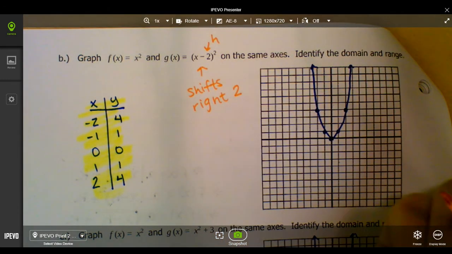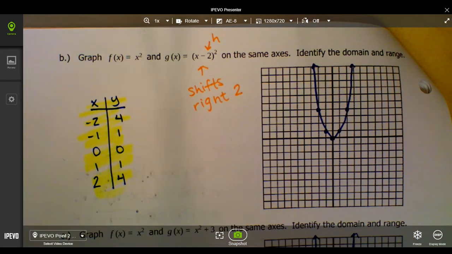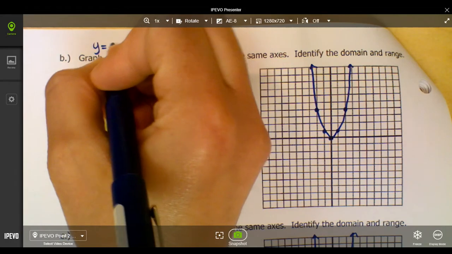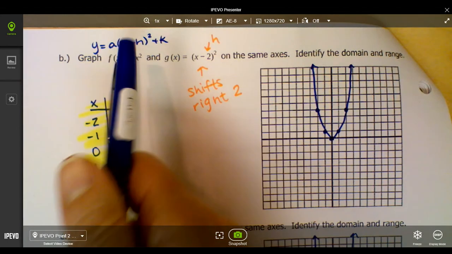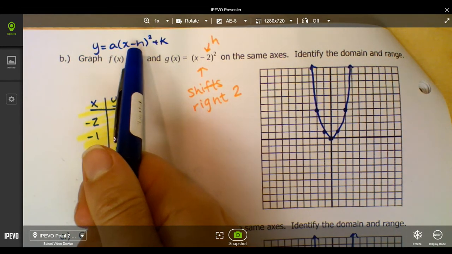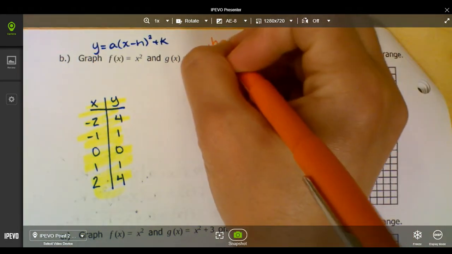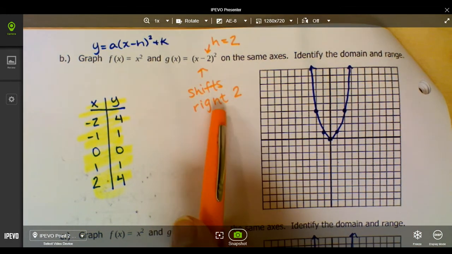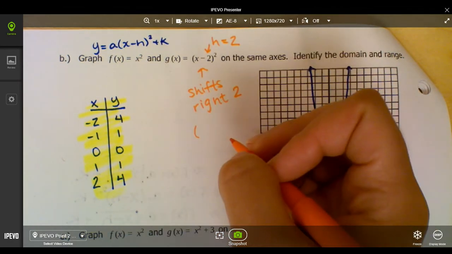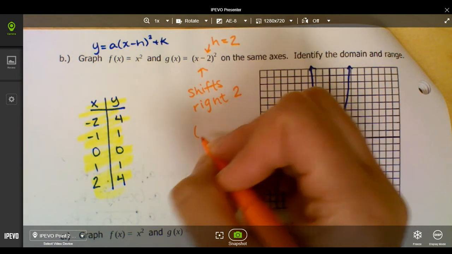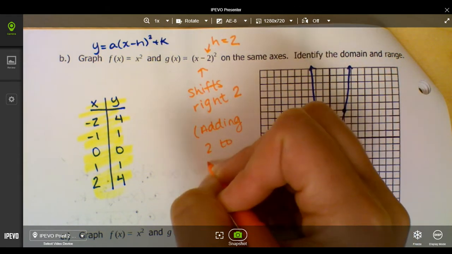That's what I was trying to tell you before: in our original function over here, everything is getting subtracted inside here, and that's what makes it go the opposite way. So over here, H is actually a +2. That's why it's shifting right 2. And this is what I like doing to my table, and it makes it really easy for me to graph. If I'm shifting it right 2, that means I'm adding 2 to my x values.